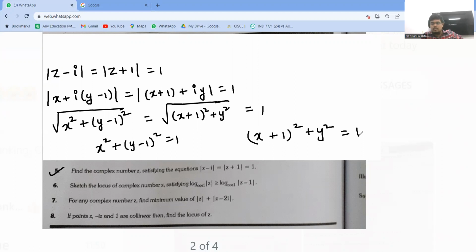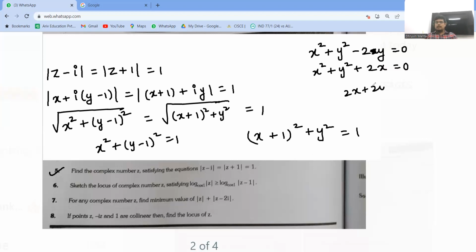Okay. So if we expand, let's expand the first equation. We will get x square plus y square minus 2y equal to 0. In the second, we get x square plus y square plus 2x equal to 0. So when we subtract these equations, we will get 2x plus 2y is equal to 0. So from here we get x is equal to minus y.